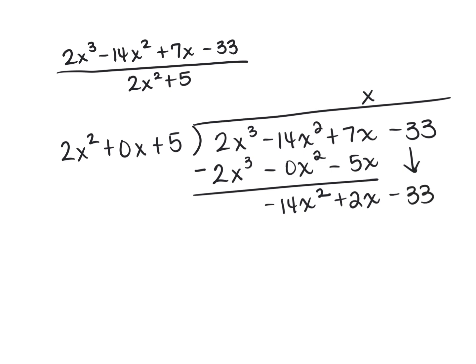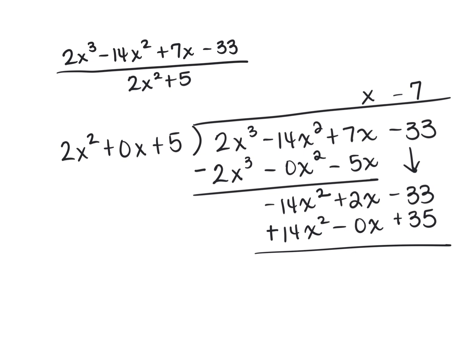Now we're looking at dividing negative 14x squared by 2x squared. So when I divide those two, I end up with negative 7 up here. And I multiply negative 7 by everything on the outside. So that gives me negative 14x squared plus 0x minus 35. And then, of course, we have to subtract that line. So this becomes a positive, this becomes a negative, and this becomes a positive. So the 14x squareds are gone. I have 2x plus 2 as my remainder.